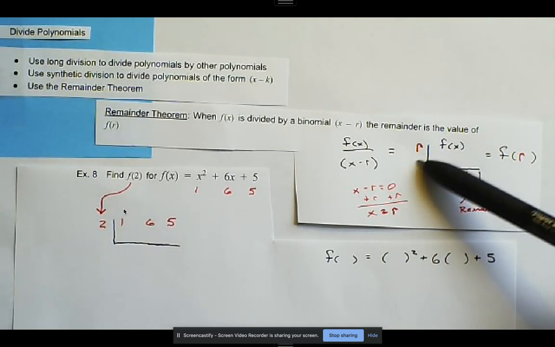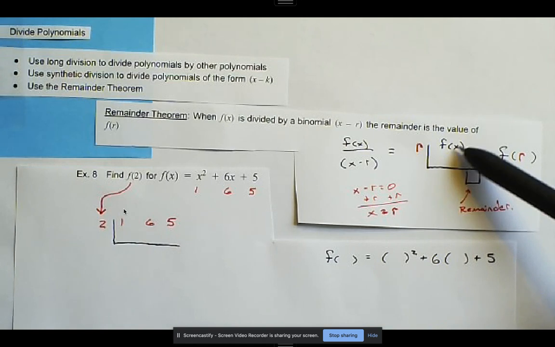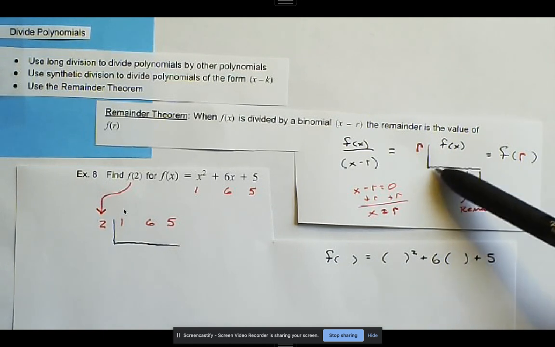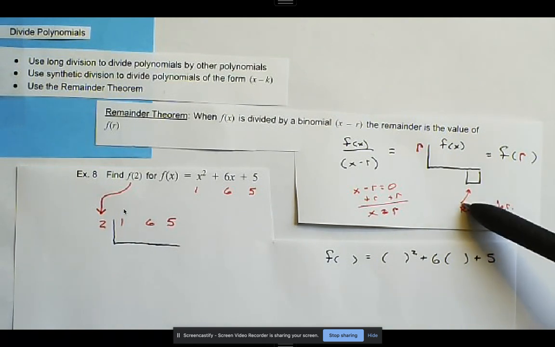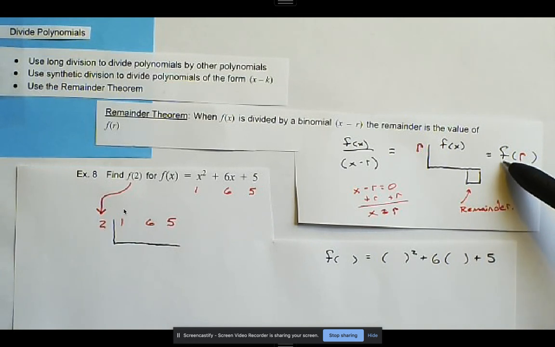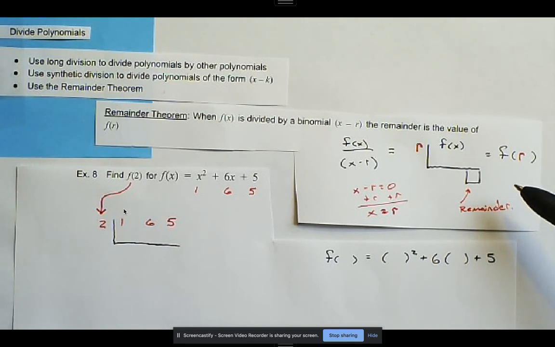So we can use synthetic division, where we substitute r and we divide that polynomial using synthetic division, and the remainder ends up being whatever our function was evaluated at r.